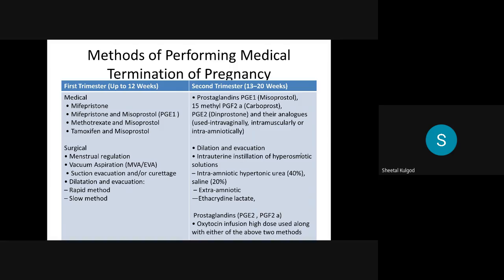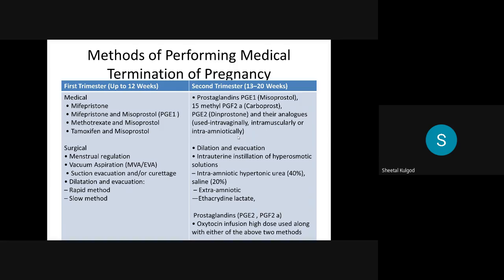These are either used intravaginally, that is the dinoprostone or misoprostol can be used intravaginally. Carboprost comes in the form of injection and is given only intramuscularly, or intraamniotically also we can use misoprostol, or even the dinoprostone gel can be used intraamniotically.